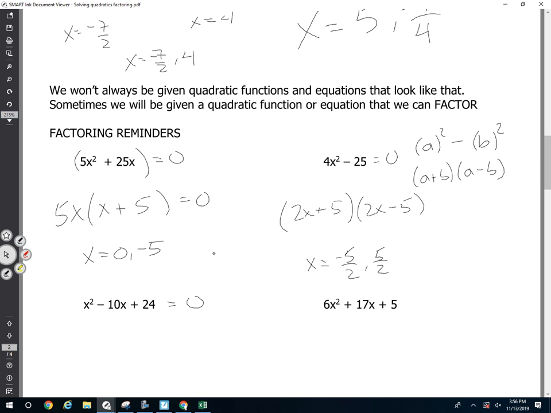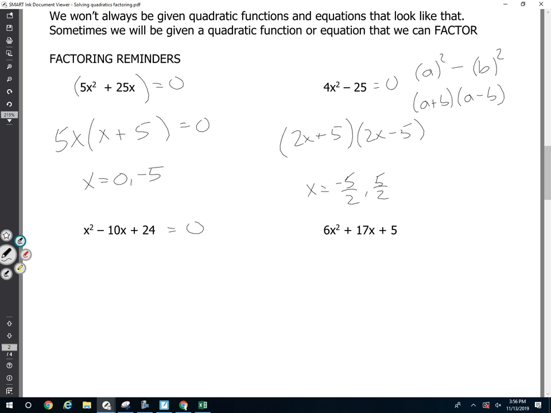Easy factoring, x squared minus 10x plus 24. Two numbers that add to get negative 10 and multiply to get 24. Negative 6, negative 4. 6 and 4, therefore, would be my solutions to this equation set equal to 0.